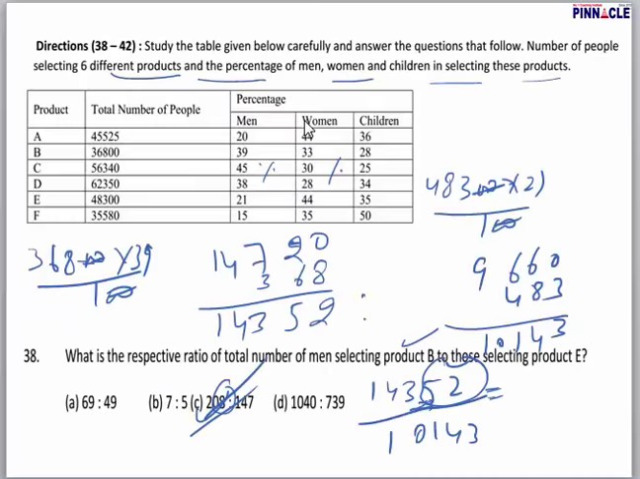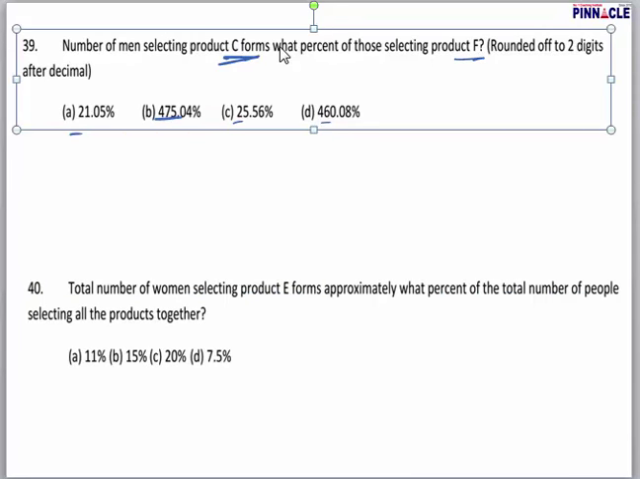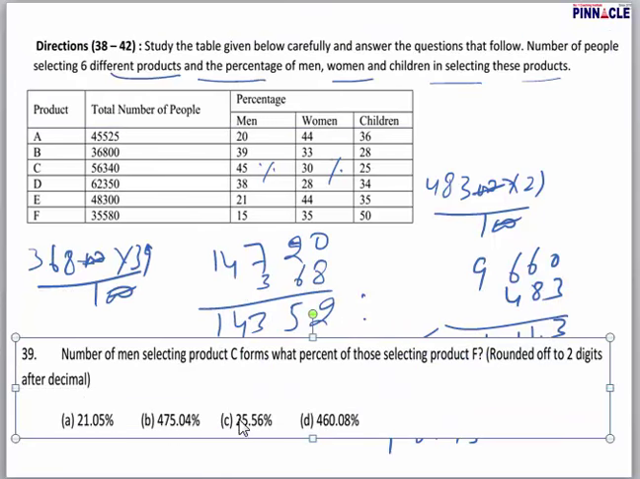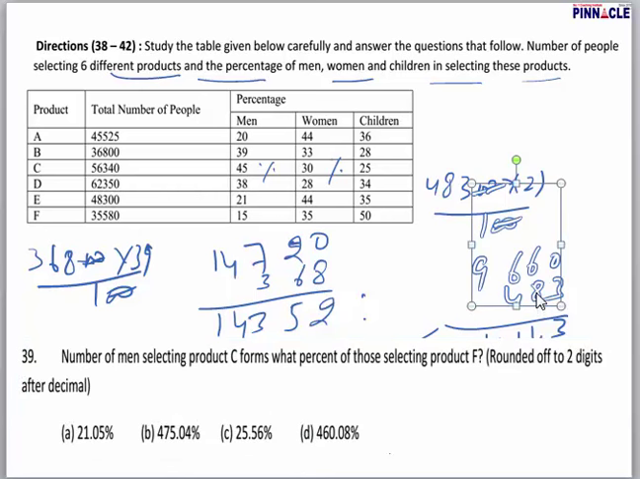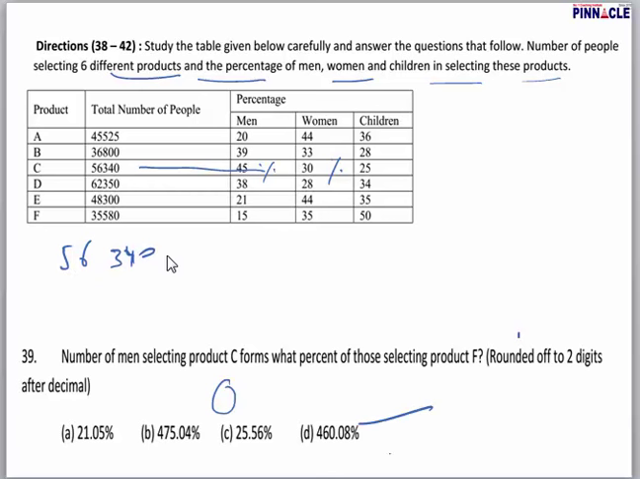So let's take this question from here and bring it here, so that it is more clear. It is more clear now. Now you can find the answer in a better way. C, this is C, 45% of 56340, 45%, 45%.